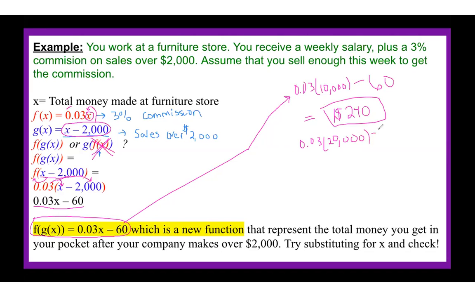So if you were working at a store that did something like this, you could kind of test, hey, is it worth the commission? Or, if I sell a certain amount, how much am I going to get? Times 0.03. So if you, oops, no, I messed up. Times 20,000. Darn it.